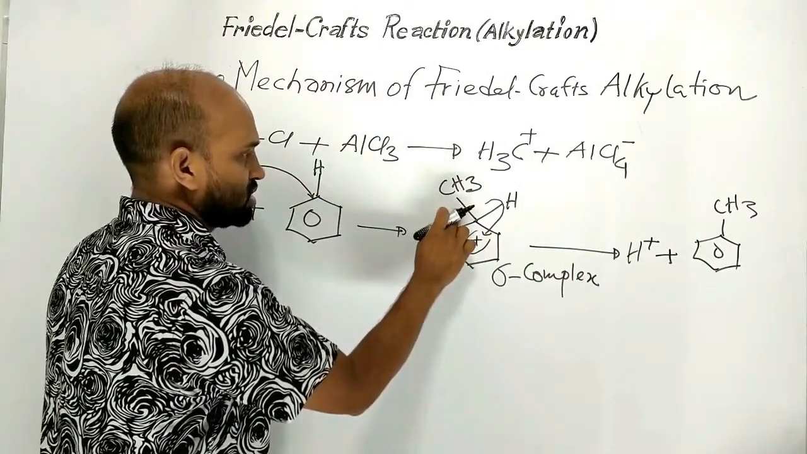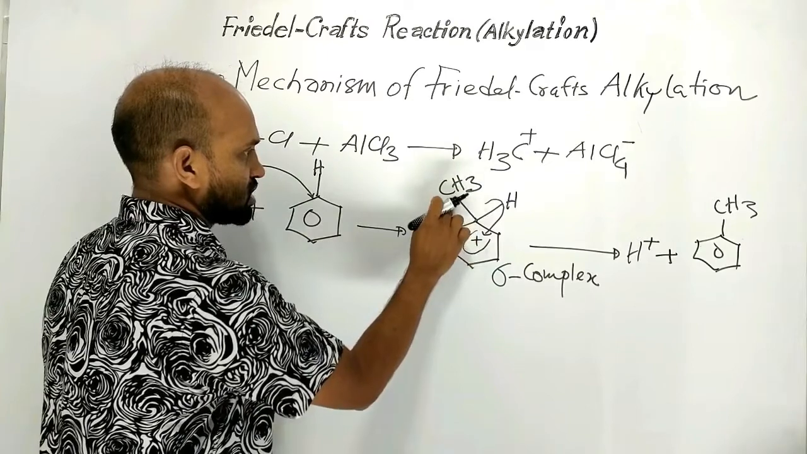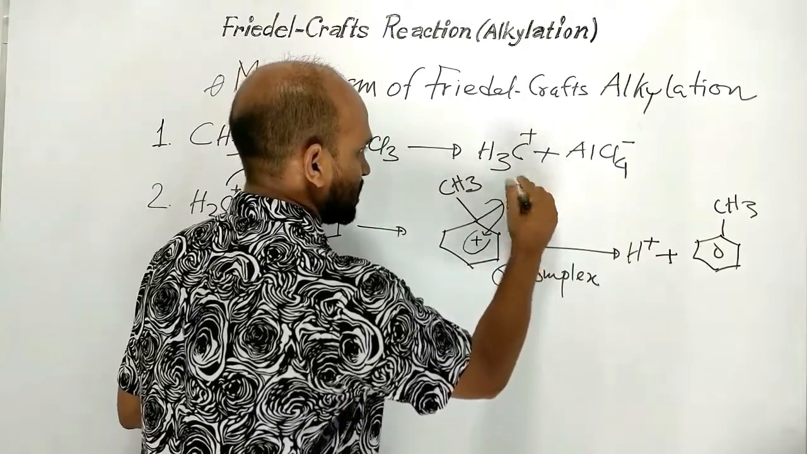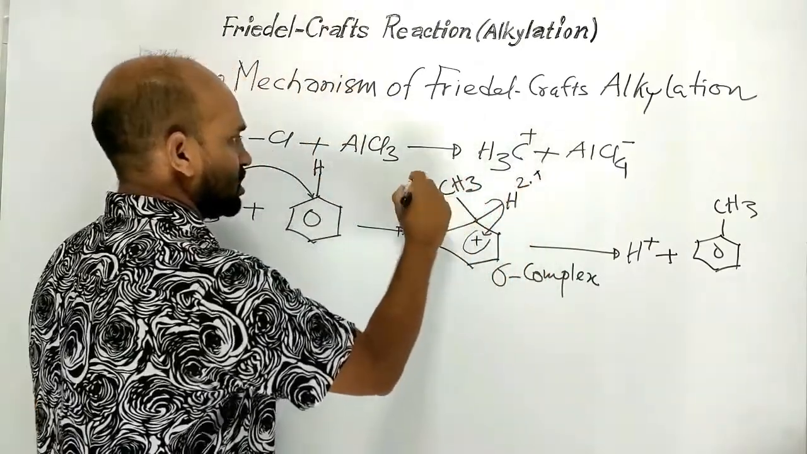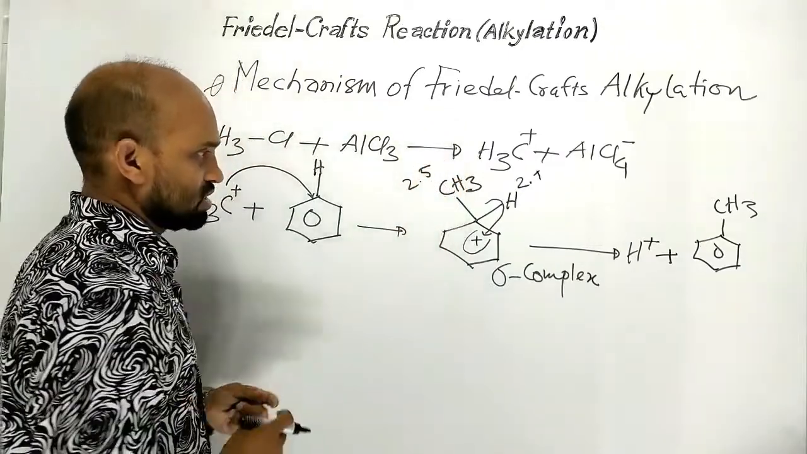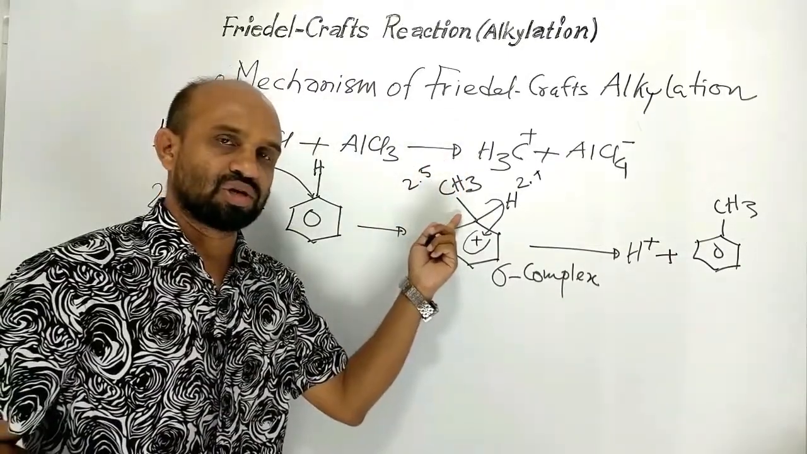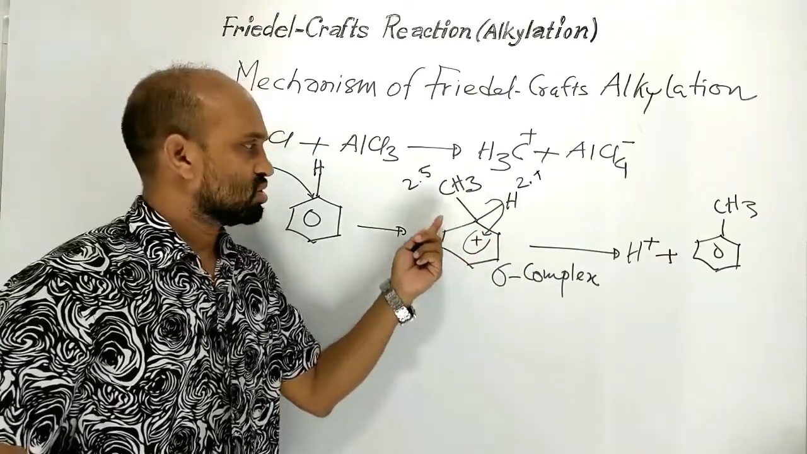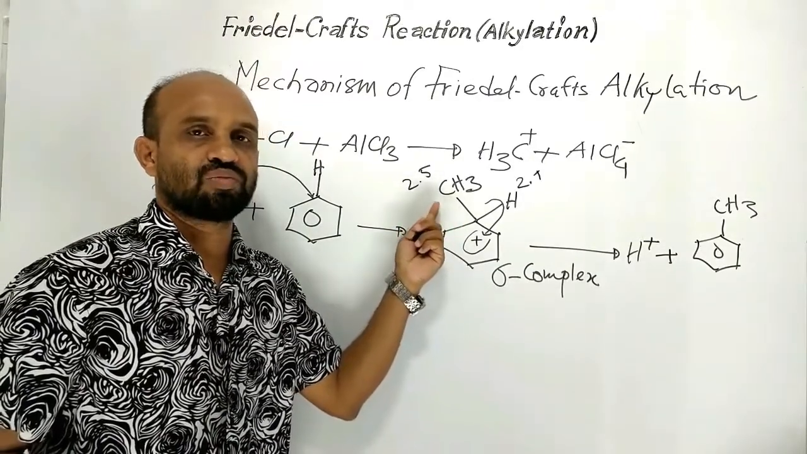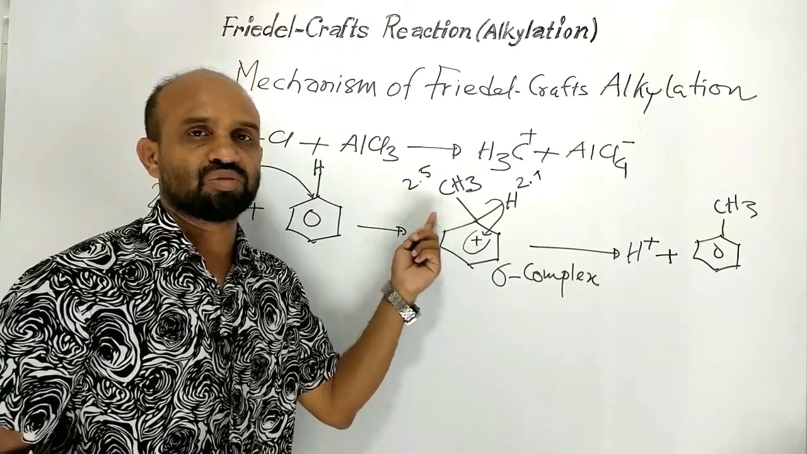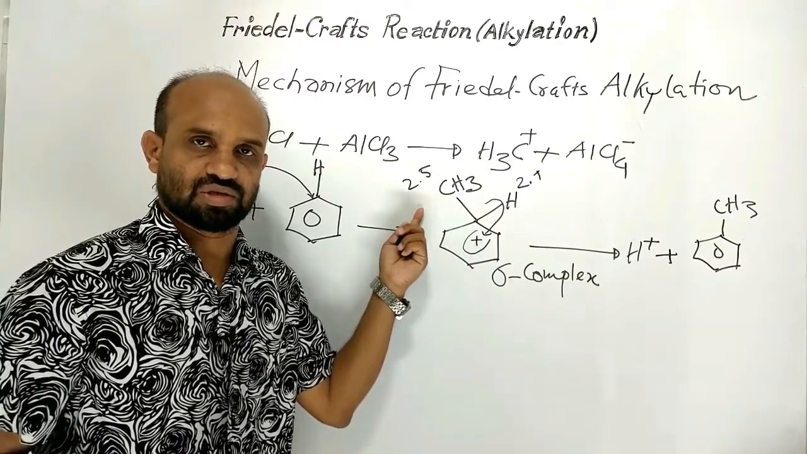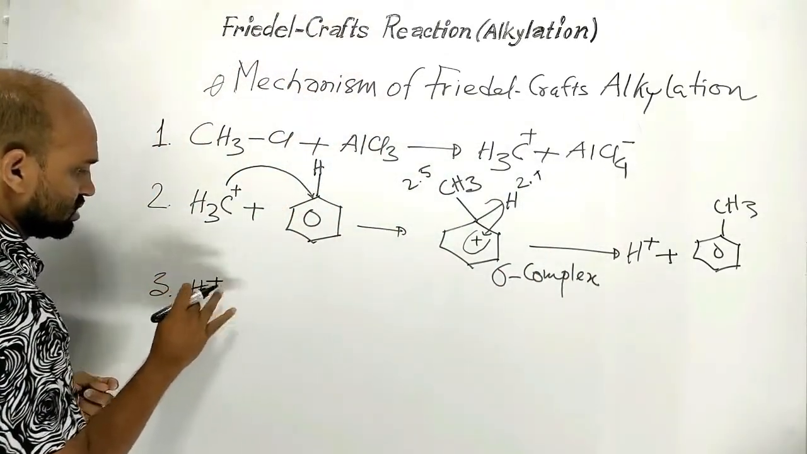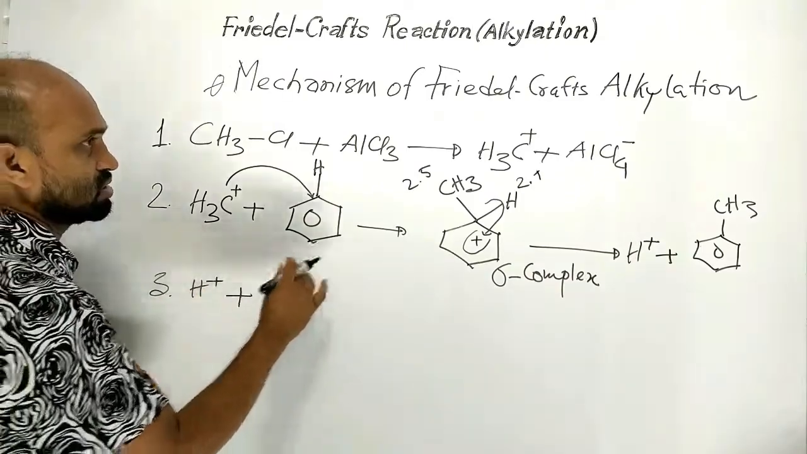The covalently bonded electrons of this carbon-carbon bond do not move here because electronegativity of hydrogen is 2.1 and carbon is 2.5. That is why covalently bonded electrons of carbon hydrogen bond move towards benzene, not these electrons of carbon carbon bond, because of the electronegativity difference.